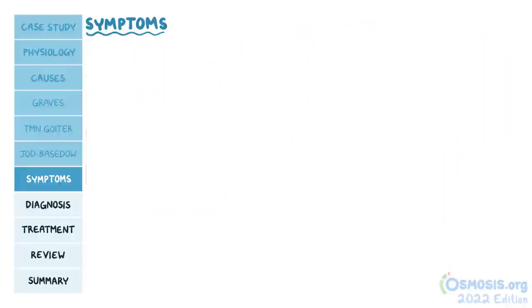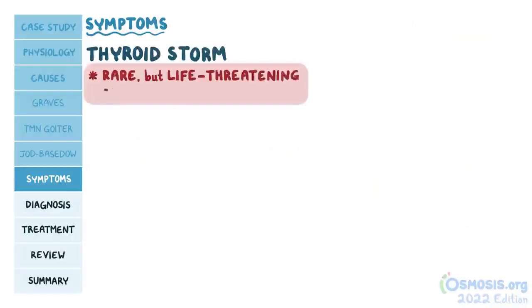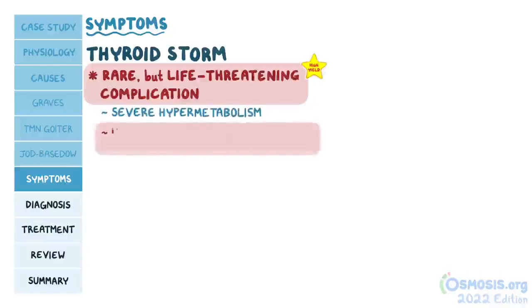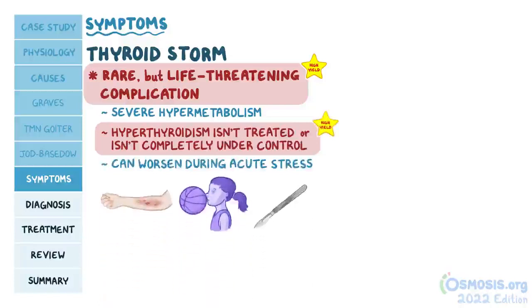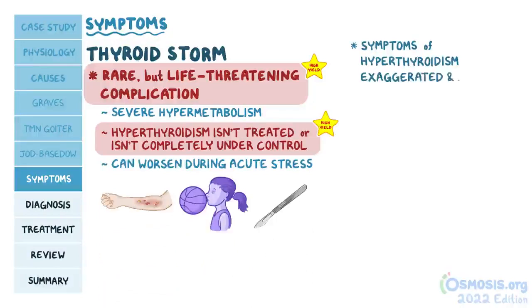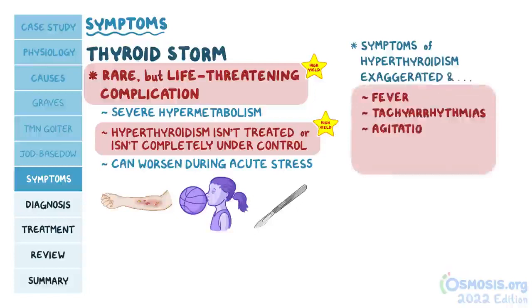Okay, finally, let's talk about thyroid storm, which is a rare but life-threatening complication of hyperthyroidism, where the body goes into a state of severe hypermetabolism. This can happen when hyperthyroidism isn't treated or isn't completely under control, and can worsen during acute stress such as infections, trauma, and surgery. All of the normal symptoms of hyperthyroidism become exaggerated, and the individual presents with fever, tachyarrhythmias, agitation, delirium, and even coma.